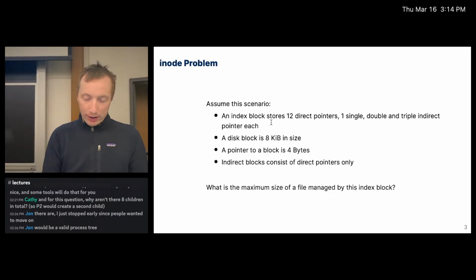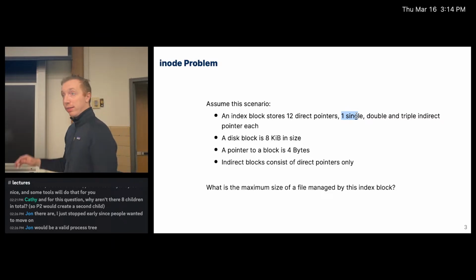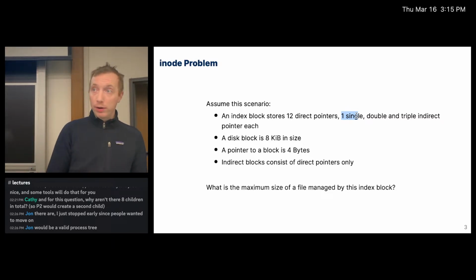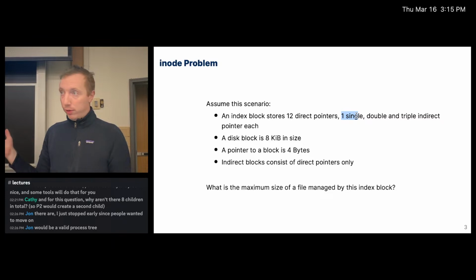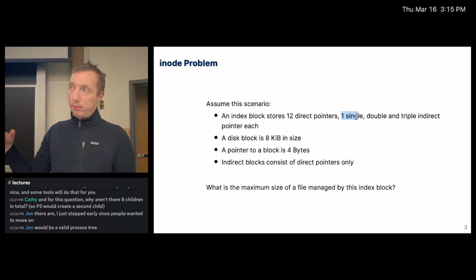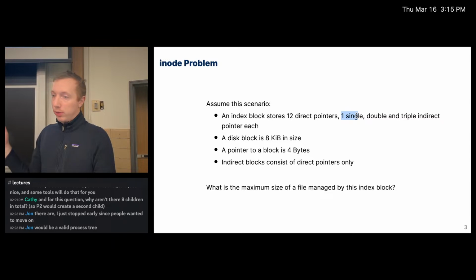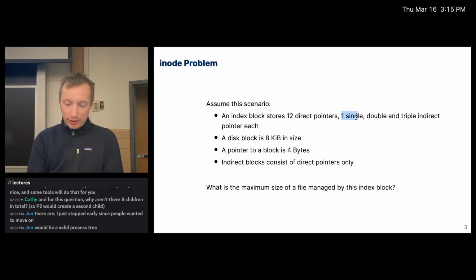So if I have 12 direct pointers, well, I can point to 12 8-kilobyte blocks. And then if I have a single indirect block, that's the same calculation as before. I take 2 to the 13, which is my block size, divided by 2 to the 2, which is the size of my pointer to a block. That means I can fit 2 to the 11 pointers on a single block. So I can support, at the end of the day, 16 kilobytes through that.